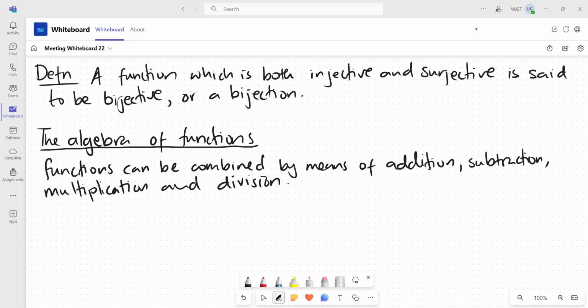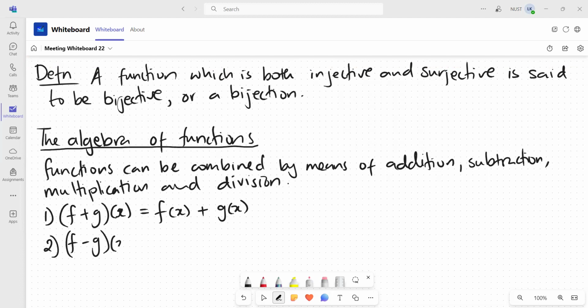So just like numbers, we can combine functions using arithmetic operations. The first one is f plus g of x. What this means is you take f of x, then you add g of x. Subtraction works the same way: f minus g of x is f of x minus g of x. So you substitute your x value into the function f, substitute it into the g function, and then you subtract.